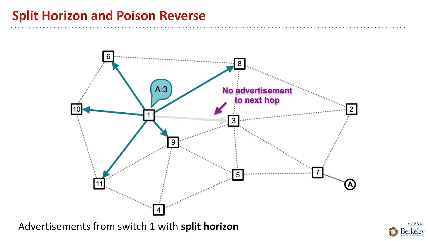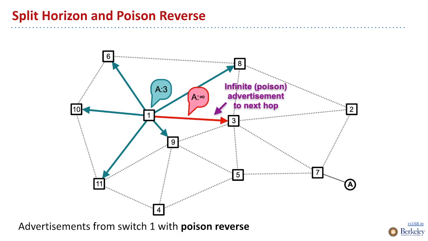In a world with split horizon, it's still going to tell all of its neighbors, but it's going to be silent to 3 specifically. It won't say anything. And in a world with poison reverse, it's going to tell everyone, but it's going to lie specifically to 3. So instead of sending nothing, it's going to send, I have a path, but its cost is infinity, so you better not give me any packets.